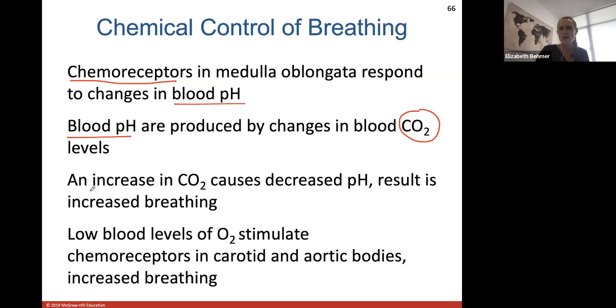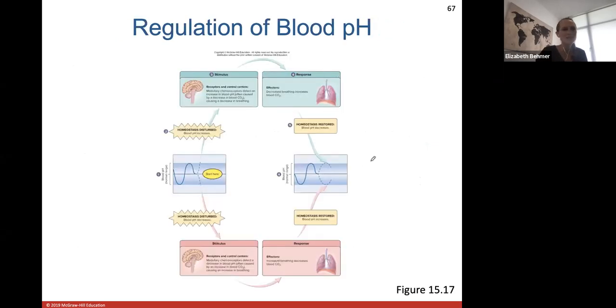So again, if you have a lot of carbon dioxide in your blood, it will make the pH of your blood very acidic. And this will automatically kick into gear increased breathing or hyperventilating, so that your body is trying to get rid of excess carbon dioxide because the blood pH levels are so acidic. Low blood levels of oxygen will also stimulate chemoreceptors to try to increase breathing. So if your blood picks up that there's not enough oxygen present, you have chemoreceptors that will try to increase breathing as well. So lots of regulation of blood pH and breathing.